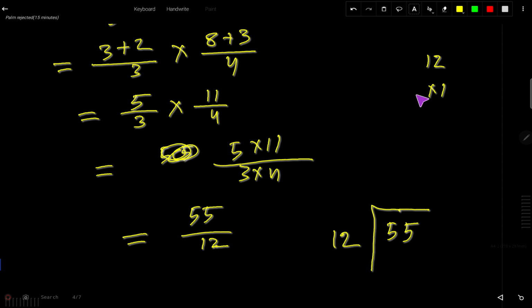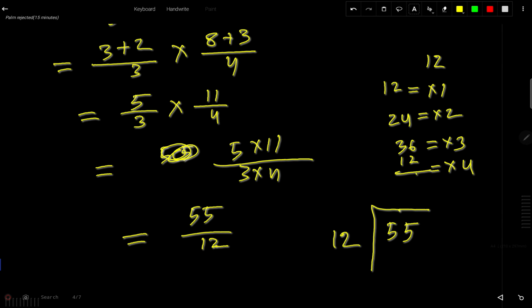12 times 1 gives us 12. 12 times 2 gives us 24. You just have to add 12 with this 12. Then 12 times 3, what will happen? 36. You just have to add 12 with this 24. 12 times 4 gives us, just add 12, right? What will happen? 48. 12 times 4, 48.